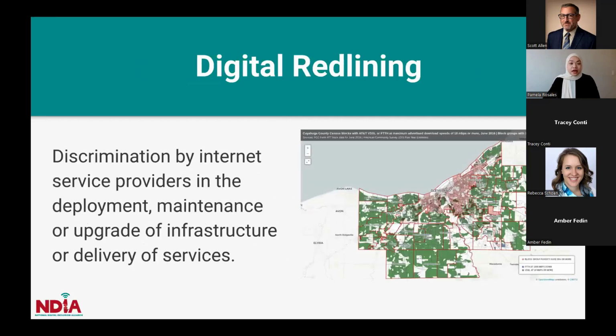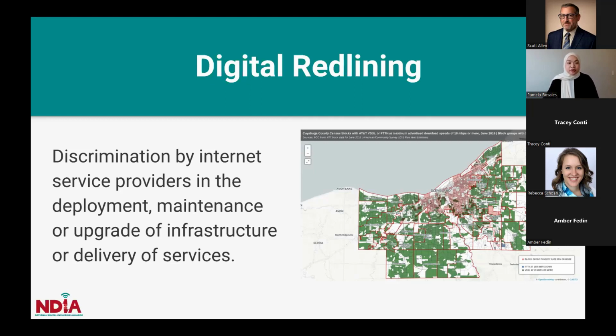Now, somebody mentioned in the Jamboard digital redlining, so we're going to talk about that a little bit because that is a contributing factor to the digital divide. Digital redlining is discrimination by internet service providers, or ISPs for short, in deployment, maintenance, upgrade, or delivery of services.